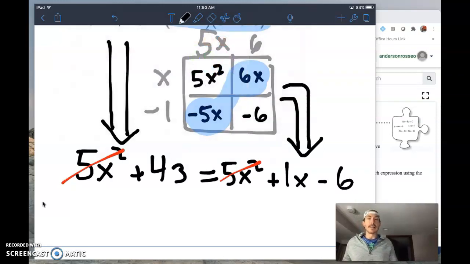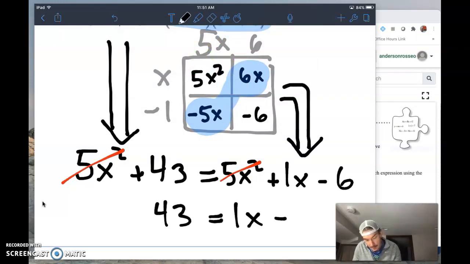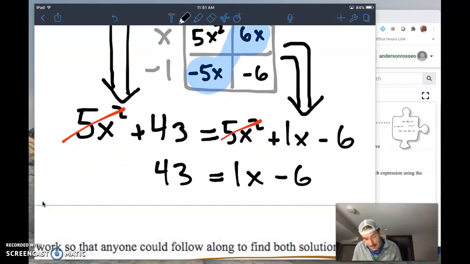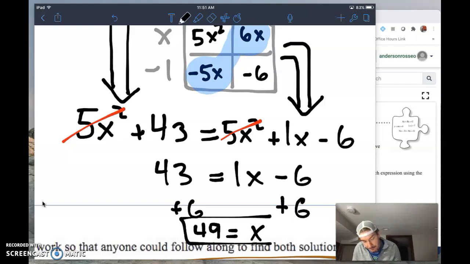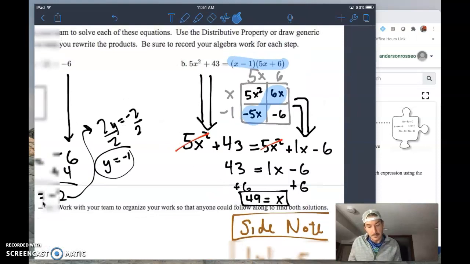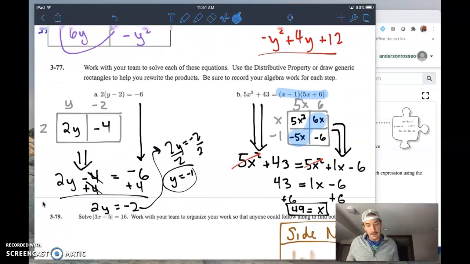And I wouldn't have recognized that if I didn't do that multiplication. So I'm left with 43 equals 1x, or x minus 6. And folks, I can add 6 to both sides, and I get x, or 1x equals 49. Okay? And I promise those things are checkable. You could go back up there and plug those back in to check.